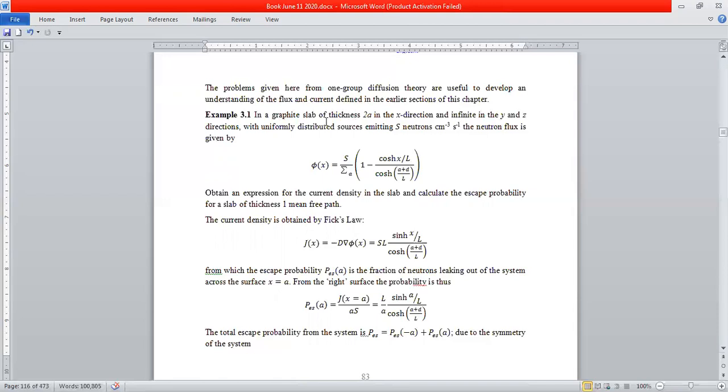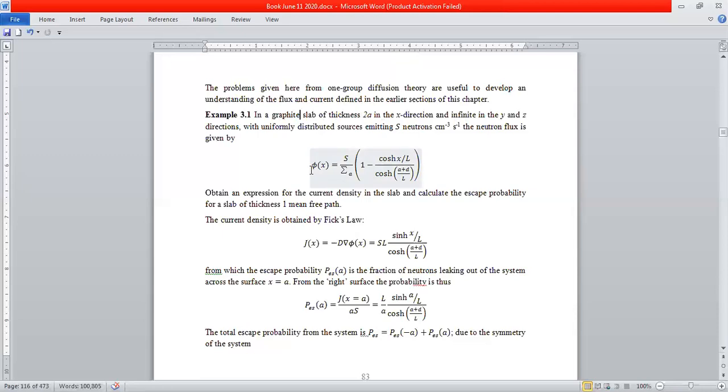So let me take you through an example 3.1. Graphite, I told you, is a very important thing for us. Beryllium, graphite, uranium, water. These are things that you use time and again. So if you look at a graphite slab of thickness 2a in the x direction, infinite in the y and z directions, with uniformly distributed sources emitting S neutrons per cubic centimeter per second, the neutron flux I showed you is given like this.